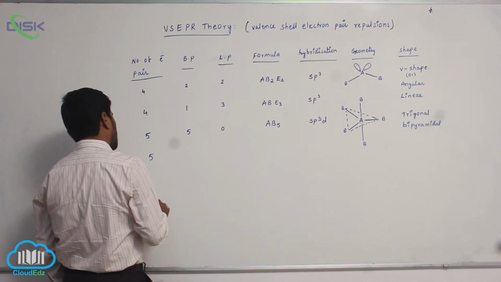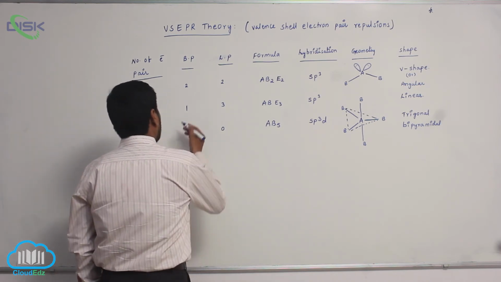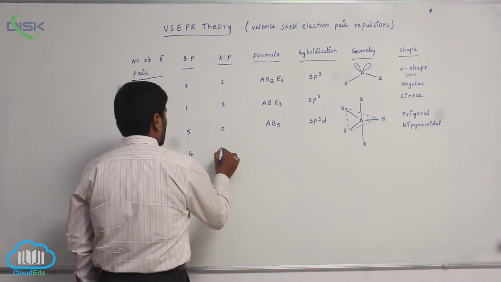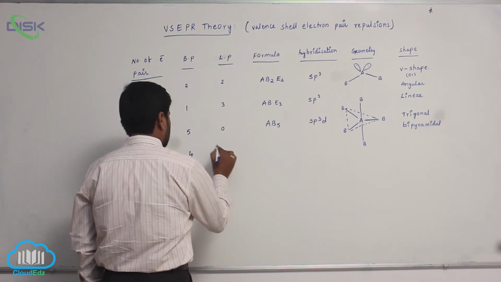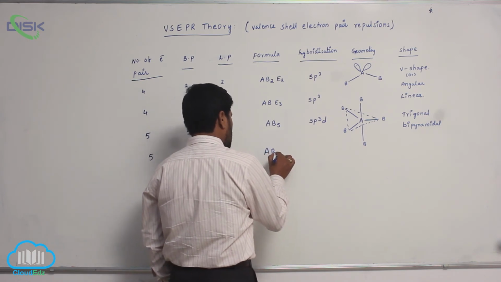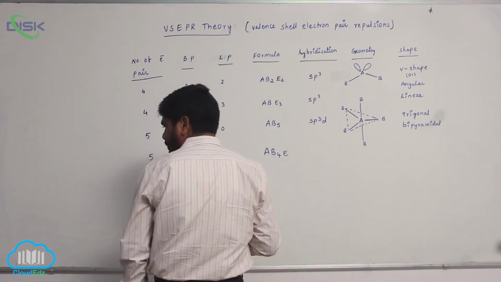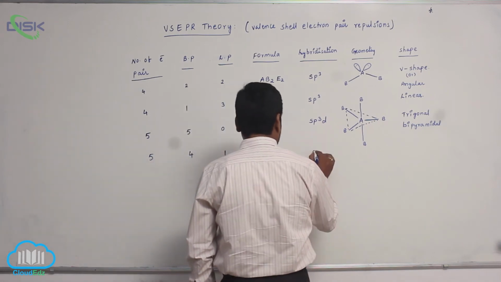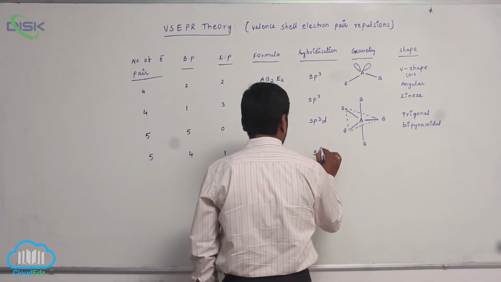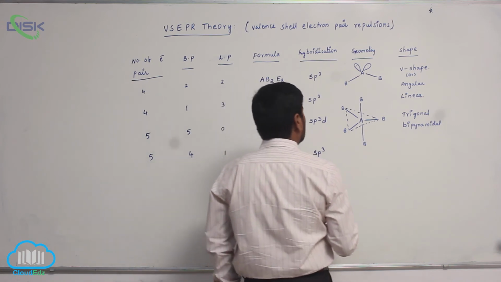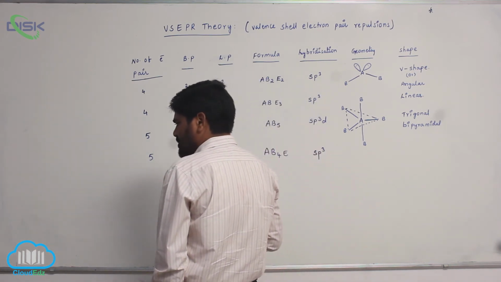Number of electron pairs 5, number of bond pairs of electrons 4, number of lone pairs of electrons equals 1. So therefore here it is AB4E. Hybridization is same, sp3d. Then geometry.